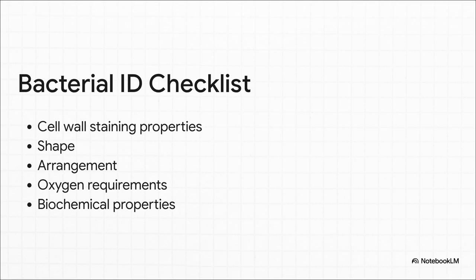Well, it's kind of like a detective's ID checklist. They go down a list of key questions. How does its cell wall react to certain stains? What's its basic shape and how is it arranged? Does it need oxygen to live? And what does it like to eat? Its biochemical properties. Every single answer is a clue that helps narrow down the suspect's identity.